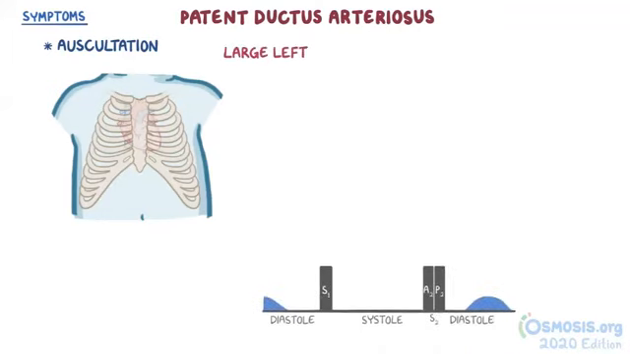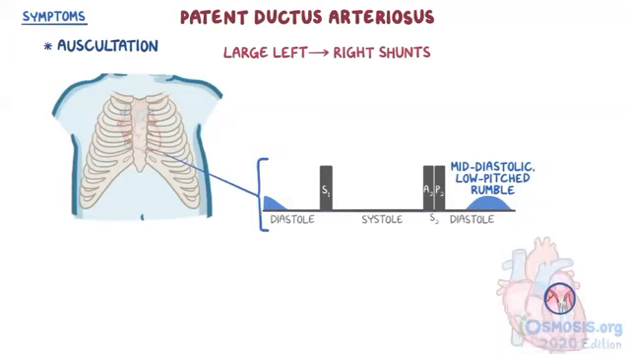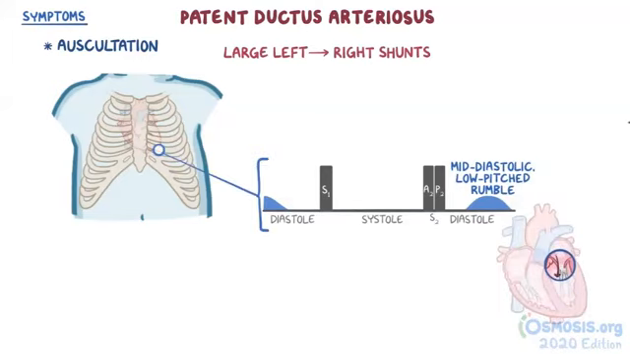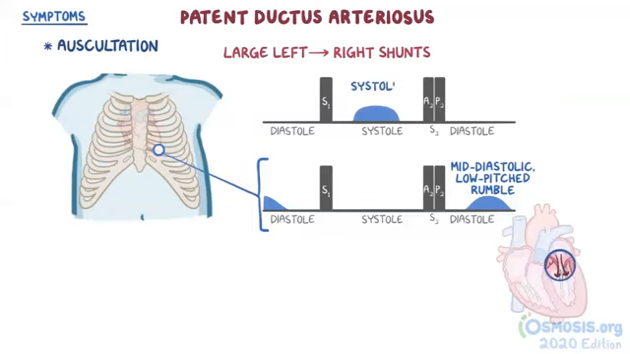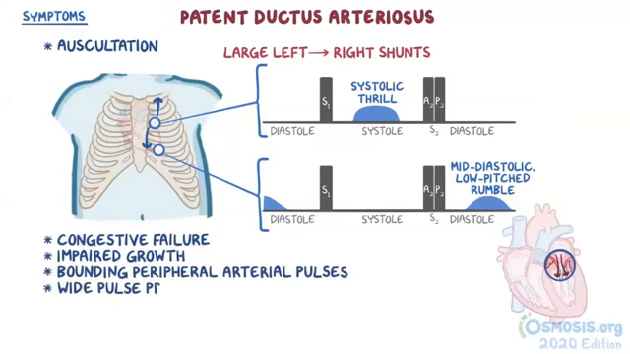In those with large left to right shunts, a low-pitched mitral mid-diastolic murmur may be audible at the apex as a result of the increased volume of blood flow across the mitral valve. A systolic thrill, maximal in the second left interspace, may radiate towards the left clavicle down the left sternal border. Over time, a large PDA could lead to congestive heart failure, impaired growth, bounding peripheral arterial pulses, and a wide pulse pressure due to runoff of blood into the pulmonary artery during diastole.